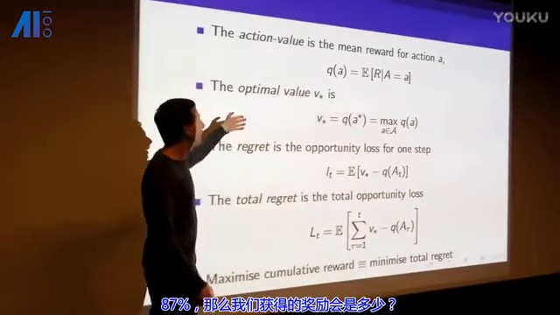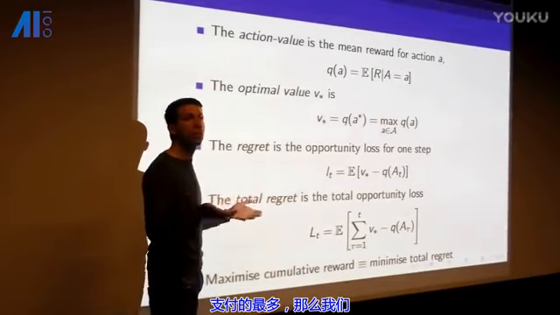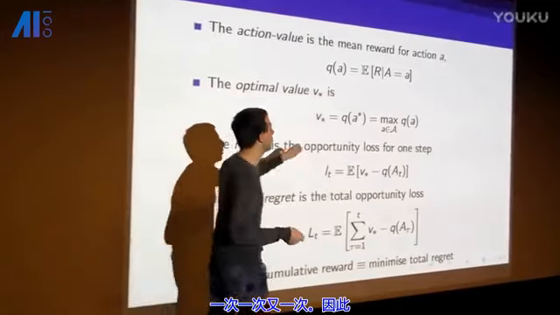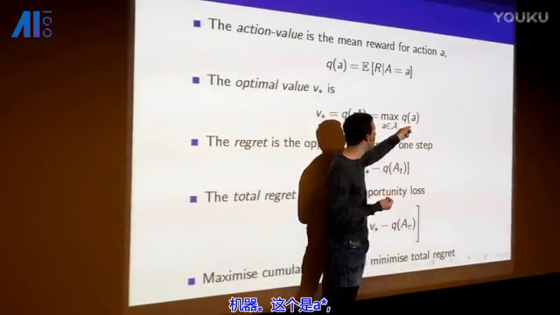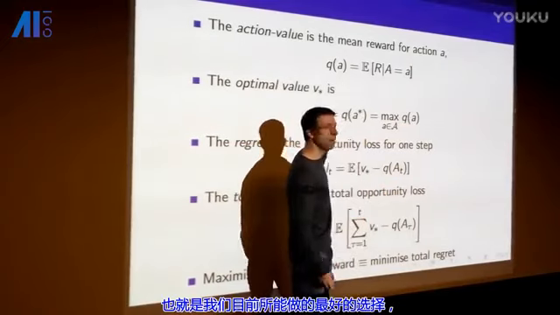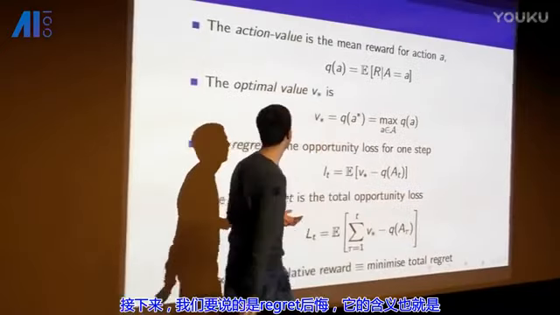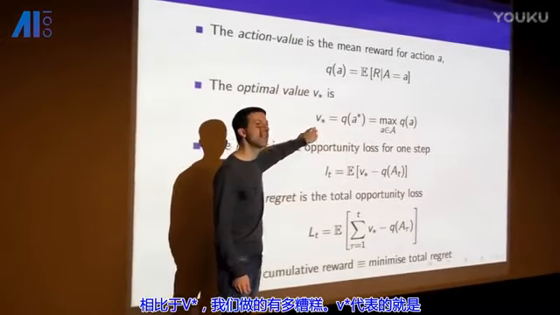And the optimal value is the best that we could possibly do. If we knew which machine paid out the most, we would just always pick that machine again and again and again. So we would basically get the max of all our Q values because we'd always choose the machine with the maximum payout. And that's V star. That's the best we can do in this domain. We can just keep getting V star again and again and again. So the regret then is how much worse we do than V star.